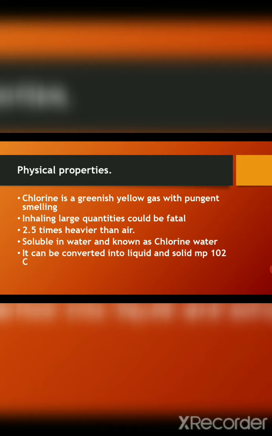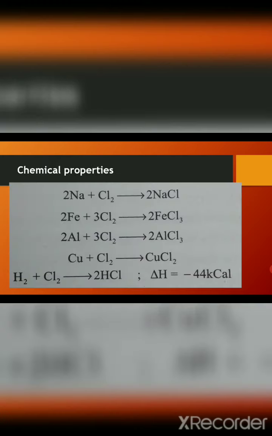It is easily soluble in water, and when it is dissolved in water, that water is known as chlorine water. It can be converted into liquid and solid. The solid melting point is 102 degrees Celsius. Now let us see the chemical properties of chlorine.